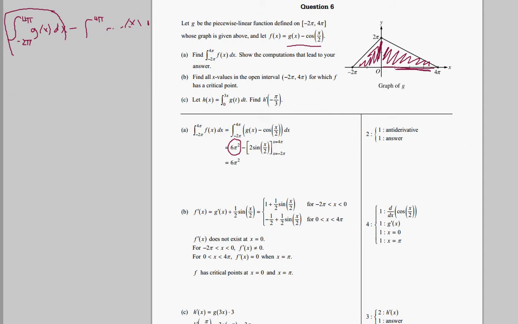Now, the second piece, let me just kind of erase, oh dear. What did we have here? This video may be a little longer than what I was hoping.